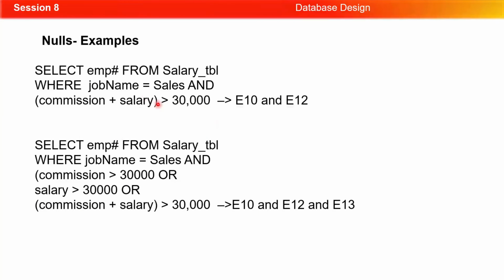Some examples here. So we are running this query and we're saying select all the employee numbers from the salary table where the job name column equals sales and commission is greater than 30,000. Now we don't see the result set here, so it'll depend greatly on how the database is designed, but we got two records back, employee number E10 and E12. That doesn't mean there are no nulls though.